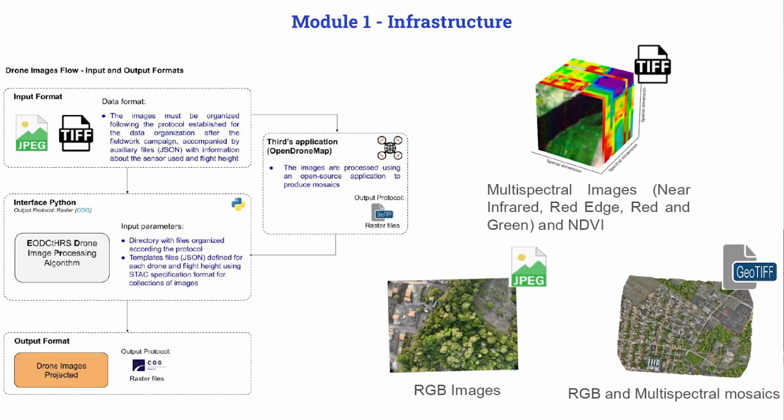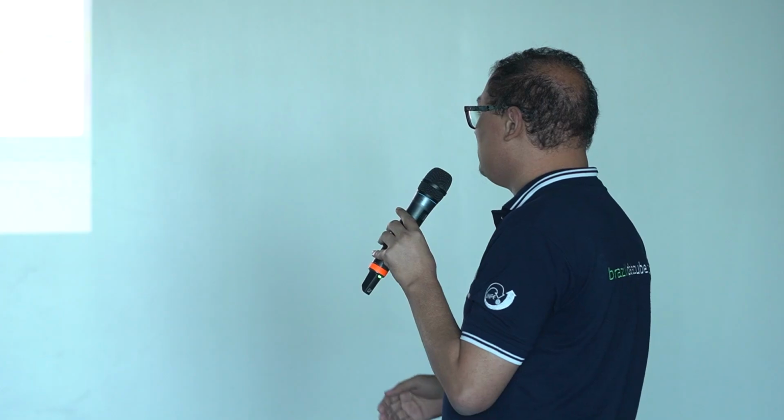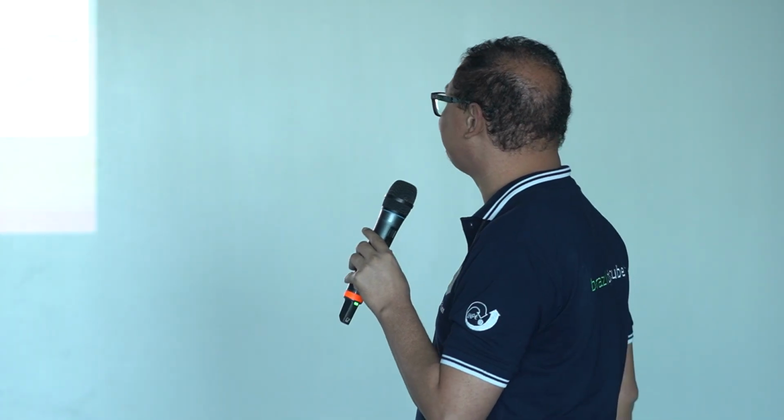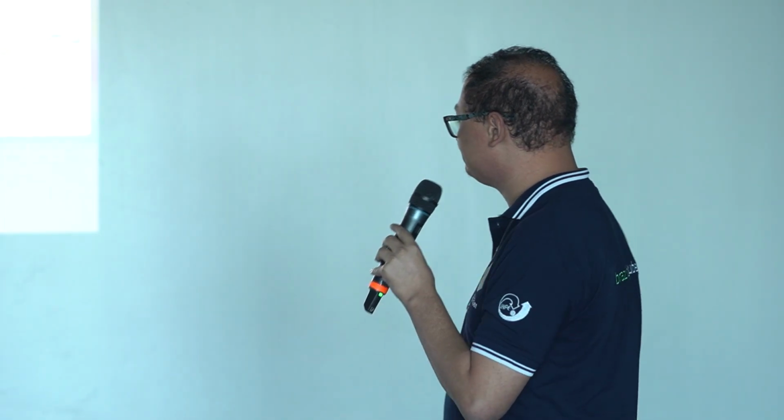Here's another view of our process. We get the data from image data. We have the interface Python program, so we can process all the data. It's called the EODCtHRS image processing algorithm. And we have the output data as drone images processed using COG. We also have a third-party application based on OpenDroneMap.